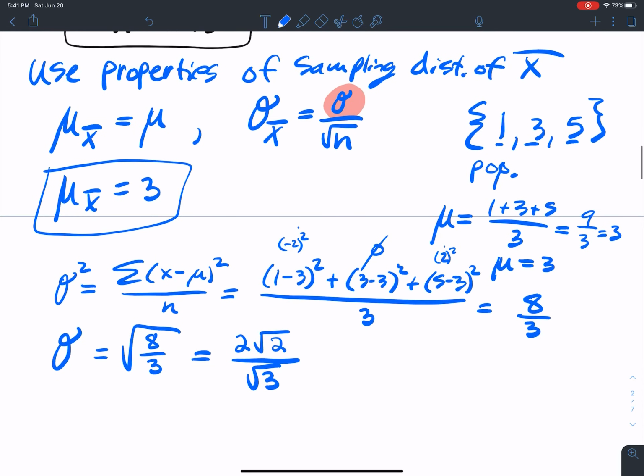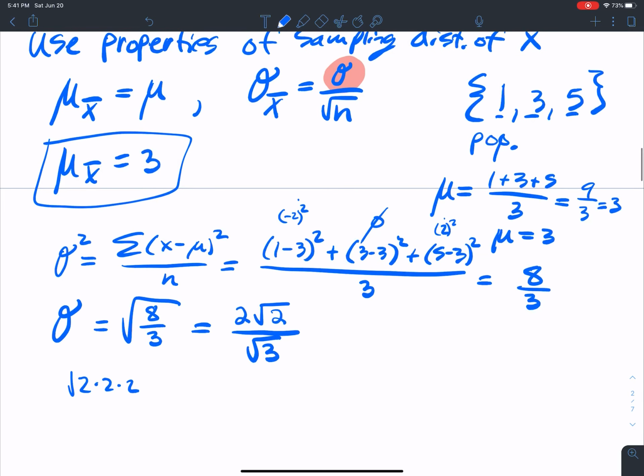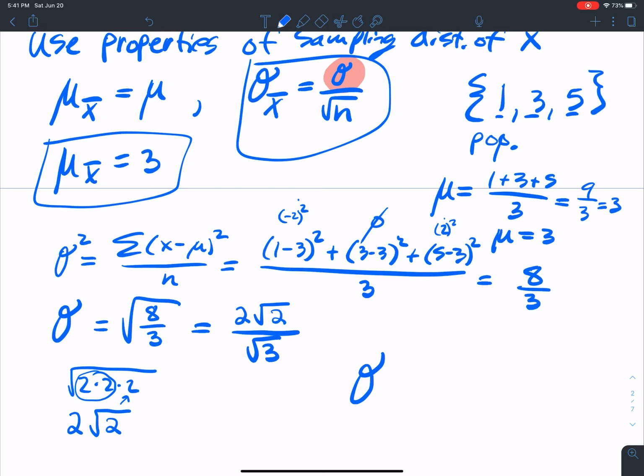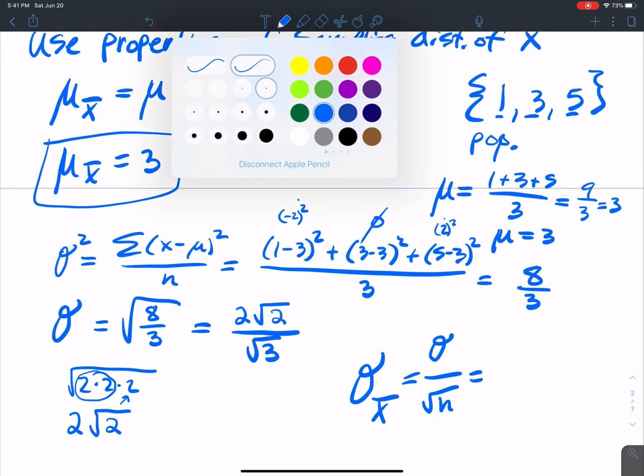Now, why does it work that way? 2 times 2 times 2 is 8. But 2 times 2 is 4, so that comes out of the radical, and then the other 2 stays inside. That's why that works the way it does, okay? So, but what does the formula say? It says the standard deviation of the sample mean is equal to the standard deviation divided by the square root of n.